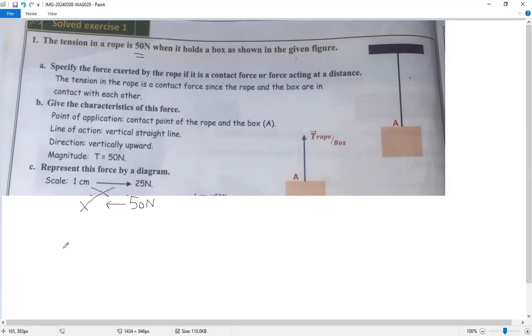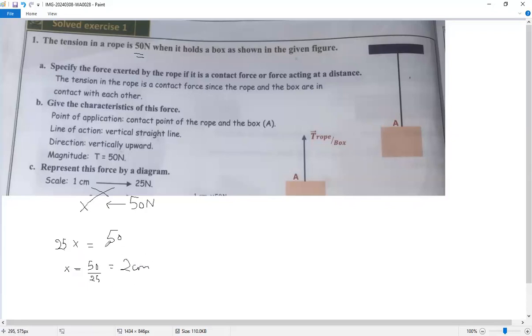We cross multiply. X times 25, it's 25x, equals 15 Newton times 50. So x equals 50 over 25. We divide by 25 on both sides, and we will get 2. X is in centimeter because we are getting the length of the force, so 2 centimeter, okay?